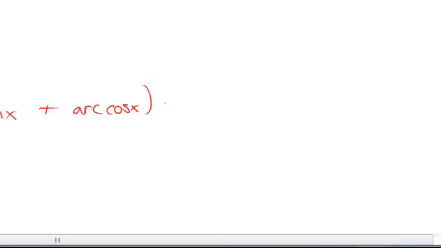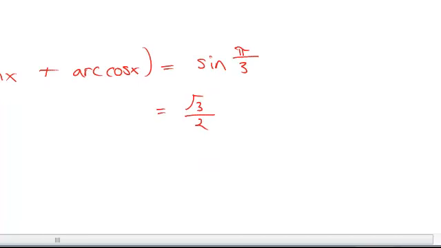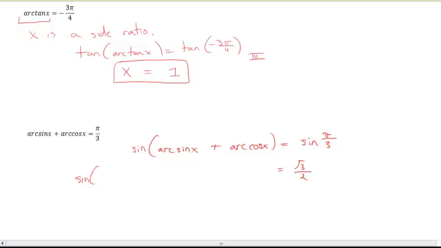I'm going to take the entire left-hand side and make it the input on a sine function. And the right-hand side reduces down to root 3 over 2. And on the left-hand side, I'm left with a question of what do I do now with the expression that I have? We do know a couple things. We know that sine of arc sine of x equals x.